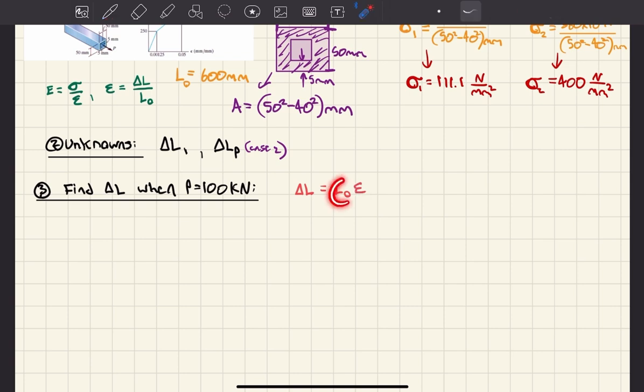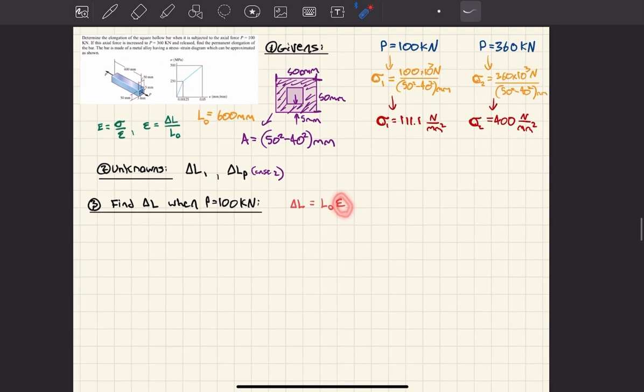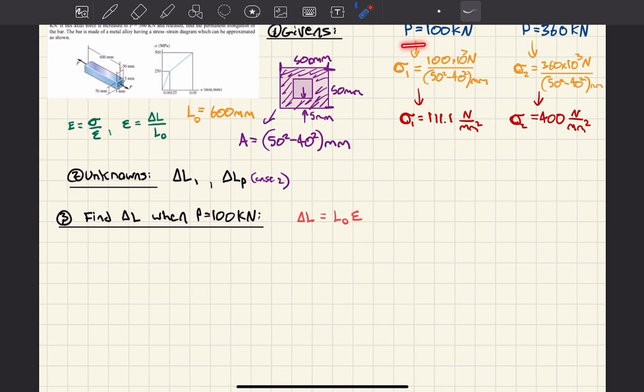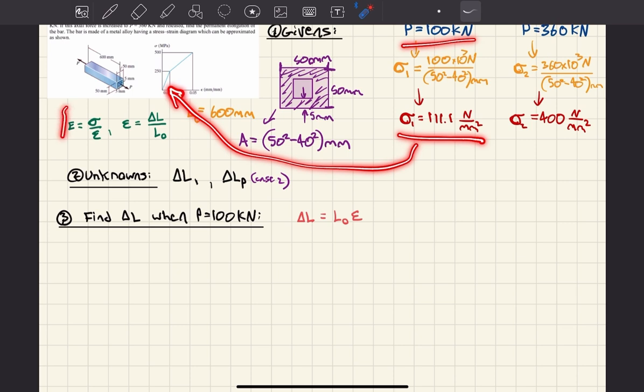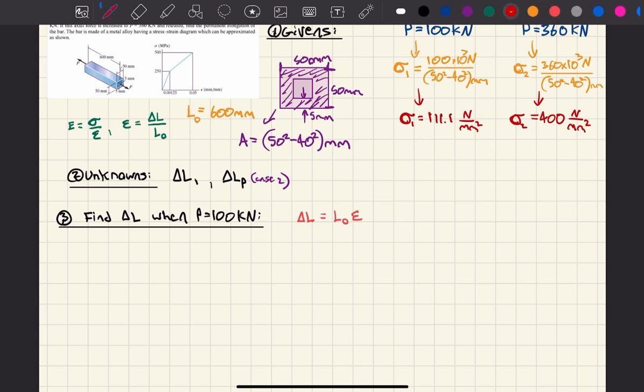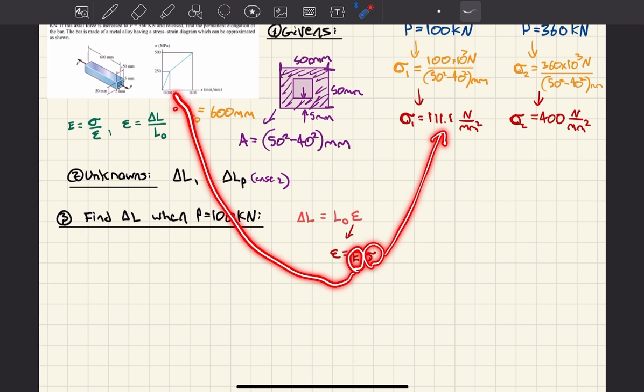What is the original length? Well, I have it at 600 millimeters. Easy stuff. What is the strain? Well, if we look at case 1 and sigma 1, we understand that it's within the elastic region, right? And if it's within the elastic region, we can use our Young's modulus formula, right? So if we branch out, we know the strain is equal to sigma divided by the elastic modulus. I have sigma 1 for case 1, it's just 111.1. Can I find the elastic modulus? Well, yeah, I can. It's simply just the slope of this line.